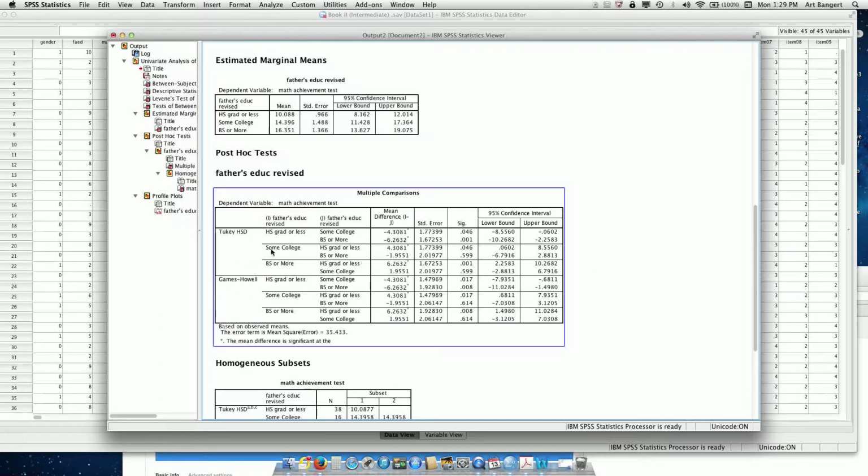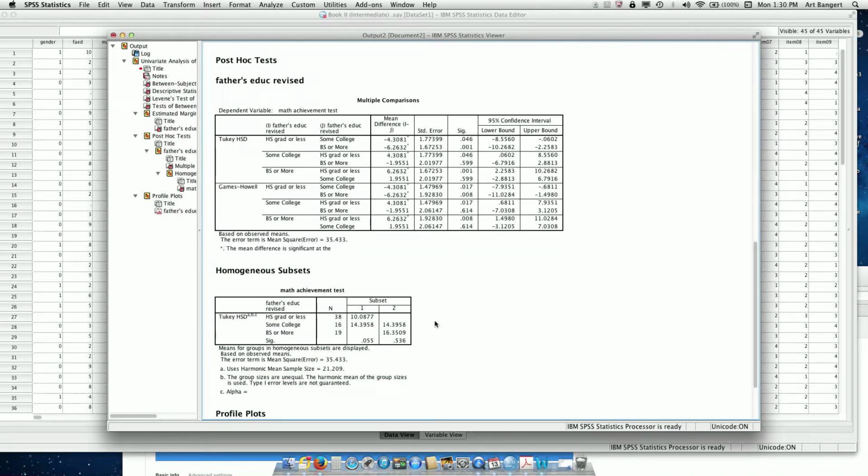For example, you see that students' mean math achievement scores with parents who had some college, as compared to the mean math achievement scores for students whose parents had a BS or more, that difference was only about 2 points in terms of average difference. And we see that that comparison is not significant.